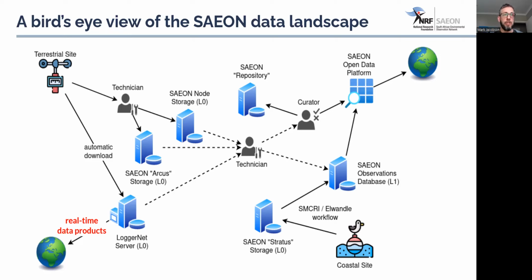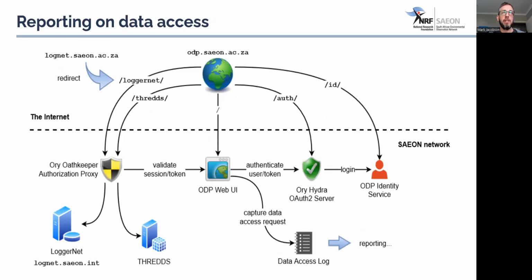So now that we've established that it's a good idea to leave the Loginet backdoor open, so to speak, how do we go about tracking data requests and reporting on data usage? This diagram illustrates how we can transparently intercept and log requests for Loginet data. We have in fact already established a working prototype of an intercept and authenticate mechanism with respect to SAEON's Threads catalog, which is why Threads is shown in the picture.